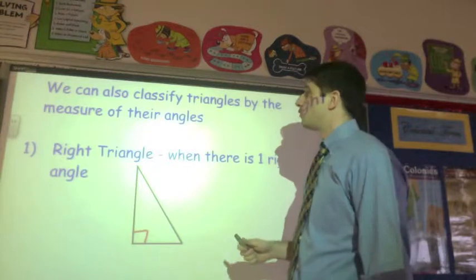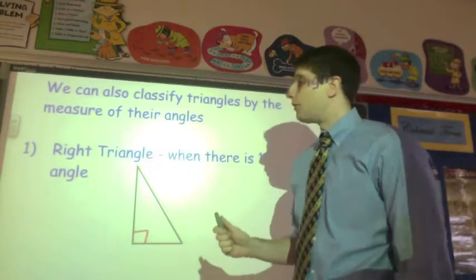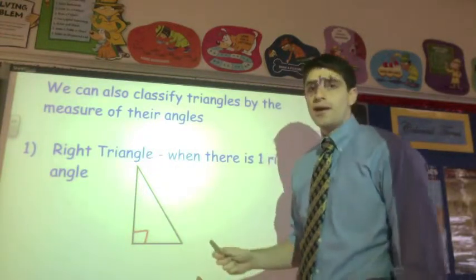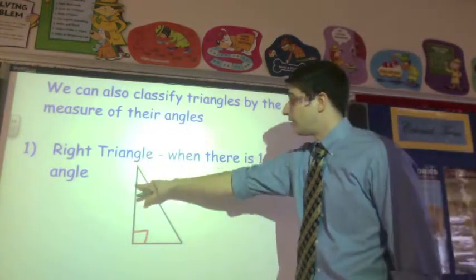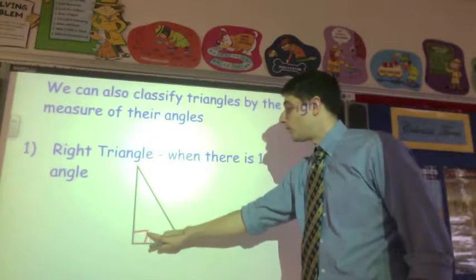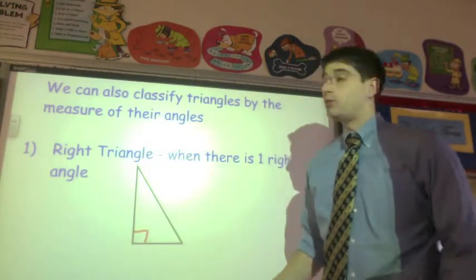Finally, we can classify triangles by the measure of their angles. We have a right triangle here, and that's where there is only one right angle. You can tell here, here's my angle, here's my right angle, because I have that box right there.